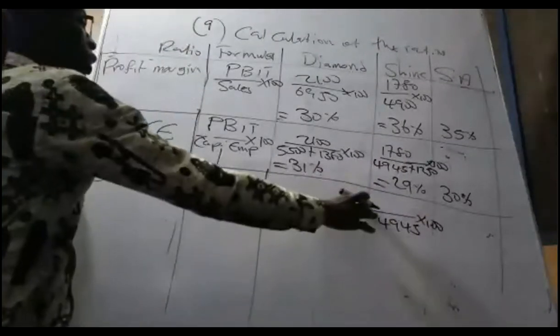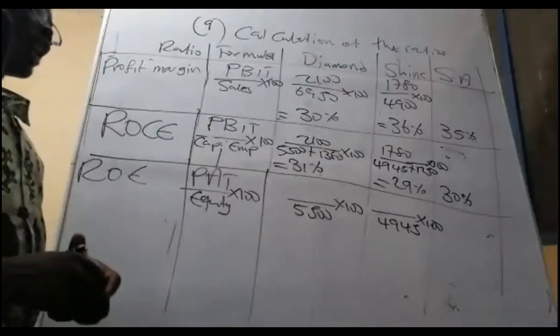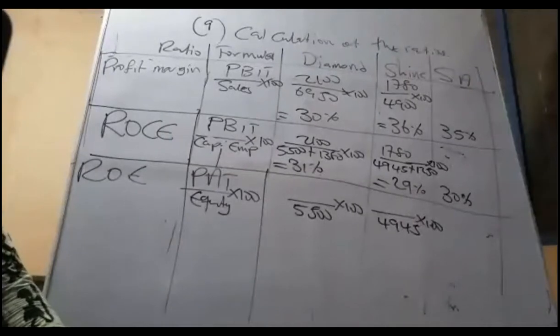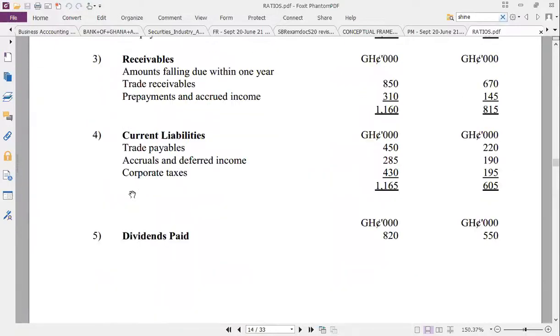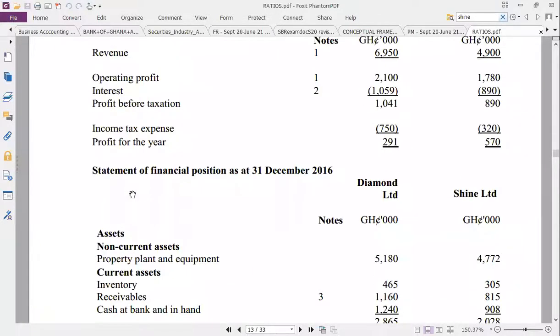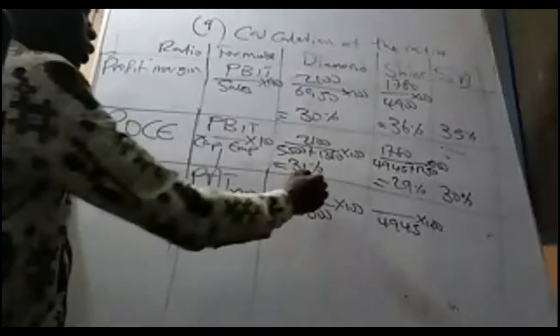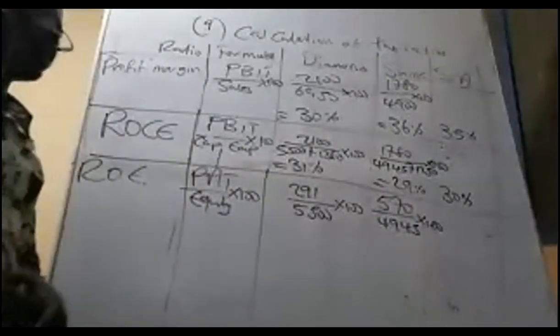So now when I go in, I'm going to look out for the profit after tax. Let's go and pick the profit after tax, which is the same as profit for the year. Profit for the year is 291 and 570. That is all.